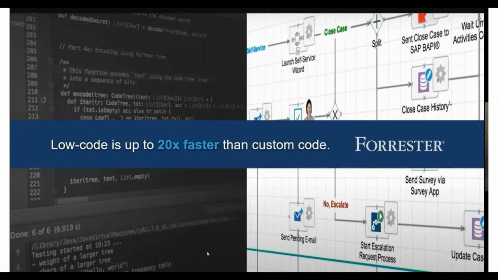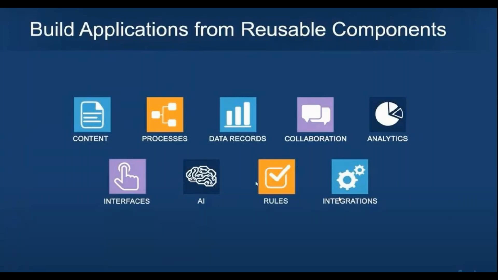As you can see, one of the feedbacks from the first is that low code is up to 20 times faster than the custom code that we use in Java and all. What components do we have? We have interfaces, process models, data records, AI tools, rules, and integrations, all these objects that we use to design our Appian applications. We'll talk about them in detail as well.